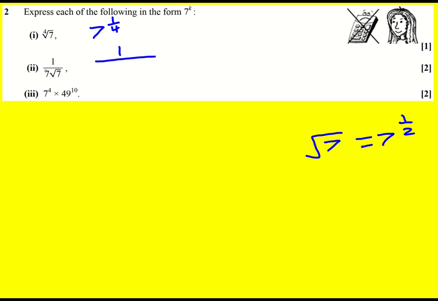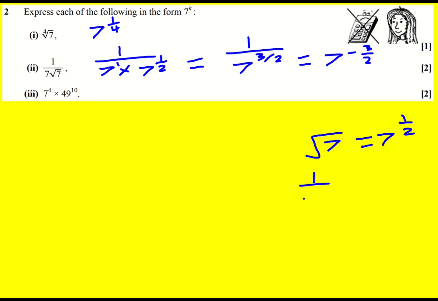So this one will be 1 over 7 times 7 to the half. Now this is actually 7 to the 1. So it's 1 over 7. I can now add the powers. 1 is just 2 over 2. So it's 2 over 2 plus 1 over 2. It's 3 over 2. And then when I do 1 over that, it's actually 7 to the minus 3 over 2. Because 1 over x to the n is equal to x to the minus n.